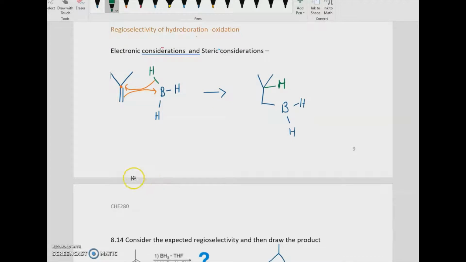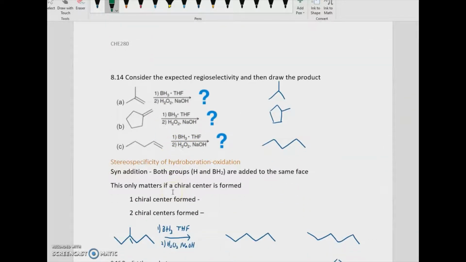So let's consider the expected regioselectivity, and then draw the product. Okay, so what we're adding here is a hydrogen and a hydroxy. We're not going to draw the hydrogen because we don't usually draw hydrogens, and we're going to add the hydroxy to the less substituted position. So this is the less substituted position, so we add the hydroxy here. Less substituted position, add the hydroxy there.